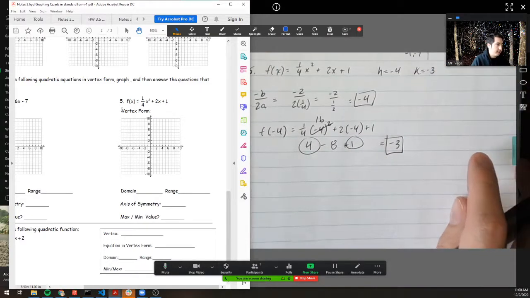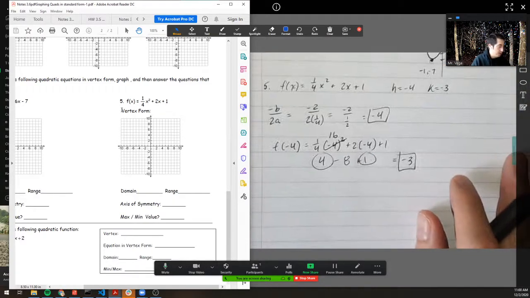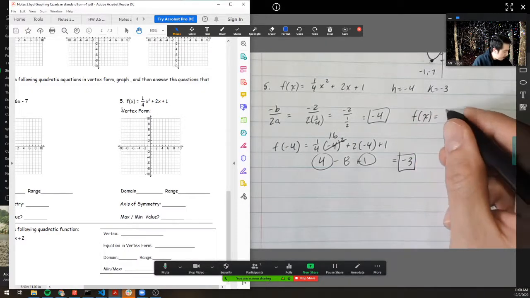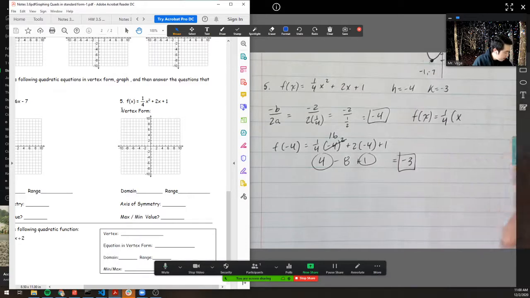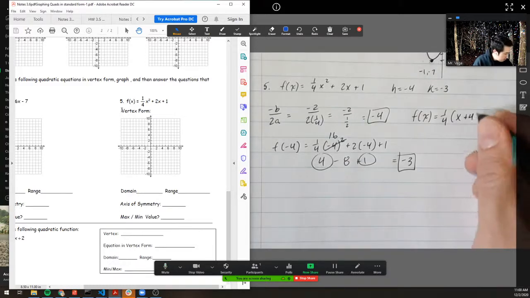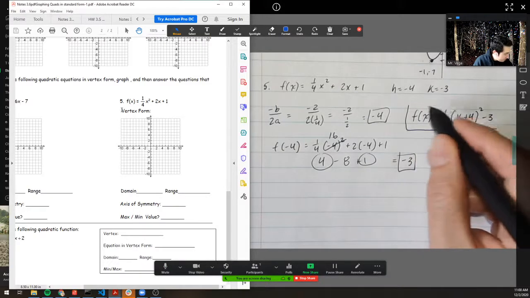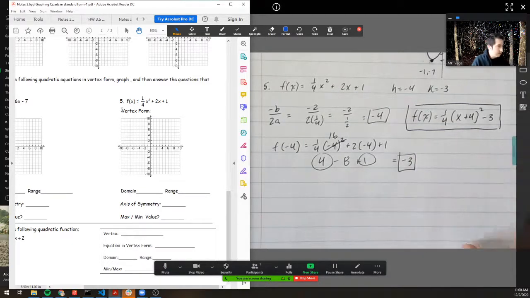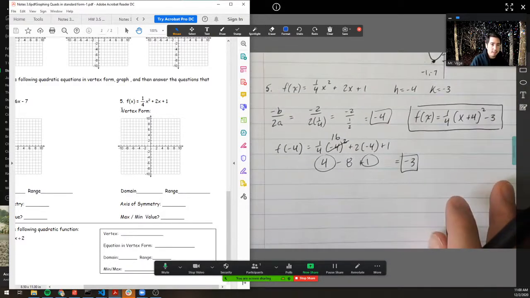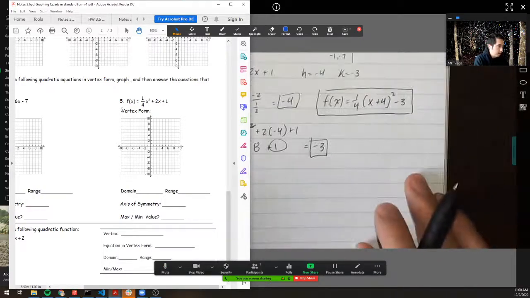So then to put it in actual vertex form, I'll write it here, f of x equals same a value, so 1/4 times x minus h, so here h is -4, so it'll be +4 squared minus 3. So there's that same thing in vertex form. We can tell the vertex right away. Let's graph it.